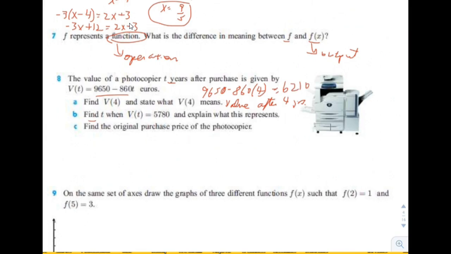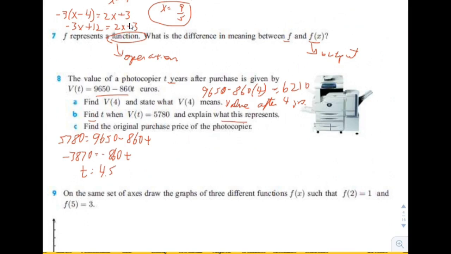Okay. Find t when V of t equals 5780 and explain what that represents. Okay. So if it's 5780 equals 9650 minus 860t, we're going to subtract 9650 from both sides, and we'll have 5780 minus 9650, negative 3870, equals negative 860 times t. Then we divide both sides by negative 860, and we get t equals 4.5.